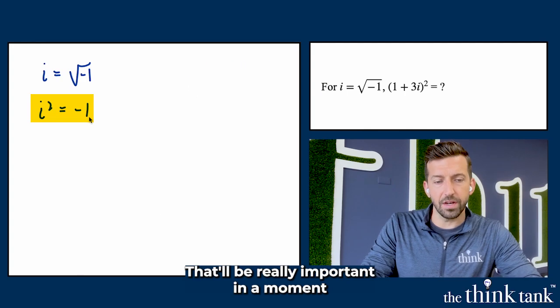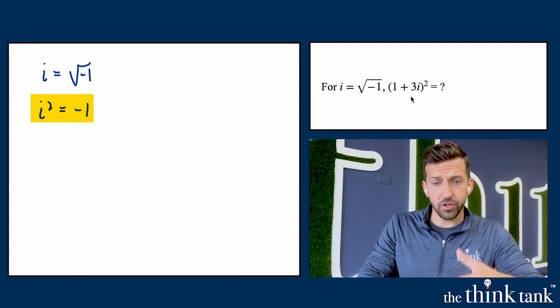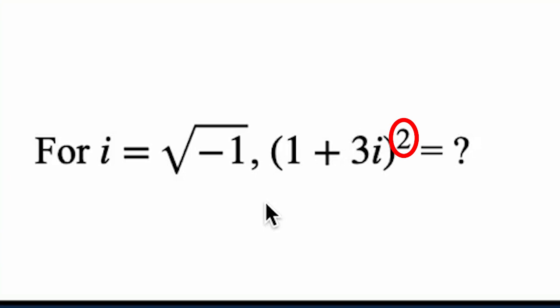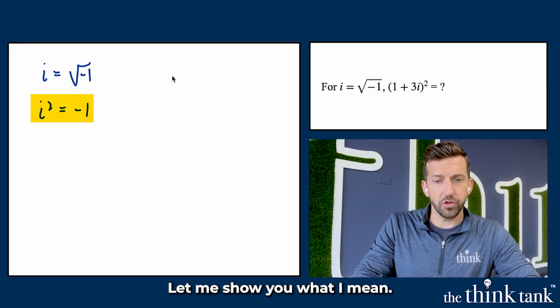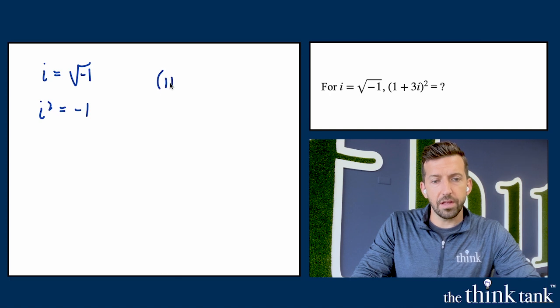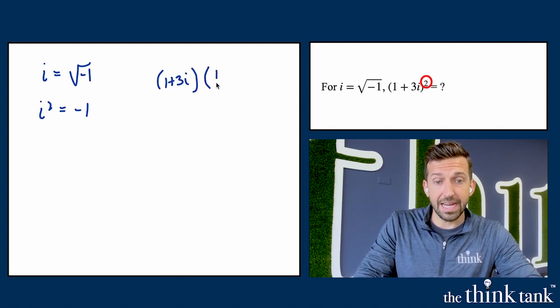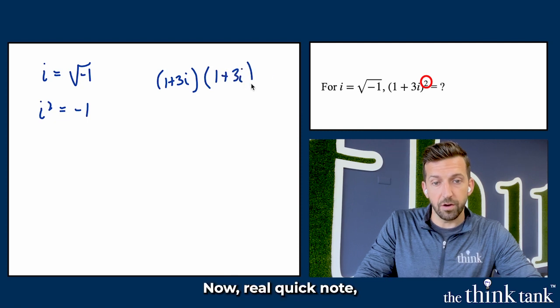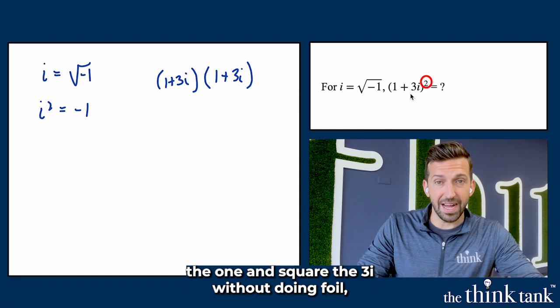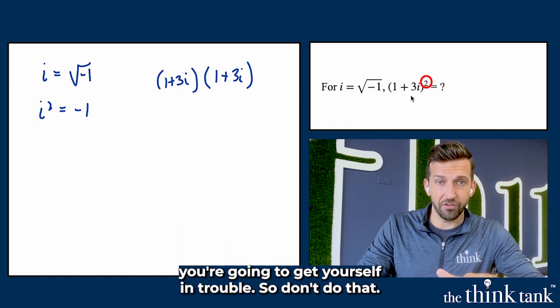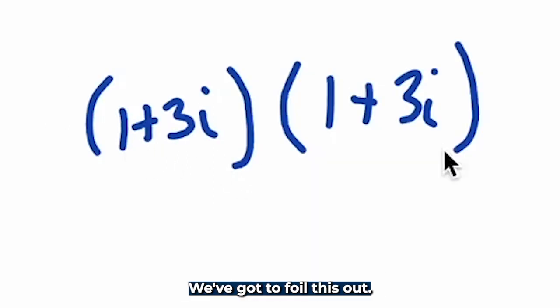That'll be really important in a moment, because our job here is to square this quantity, which means we're going to have to FOIL it out, which means we're going to end up seeing some i squareds in there. Let me show you what I mean. We've got (1 + 3i) squared, which means I have to do (1 + 3i) times (1 + 3i). Now, real quick note, if you just tried to square the 1 and square the 3i without doing FOIL, you're going to get yourself in trouble, so don't do that. We've got to FOIL this out.